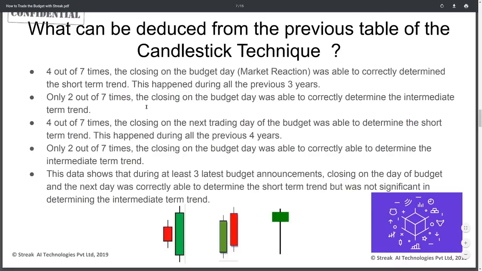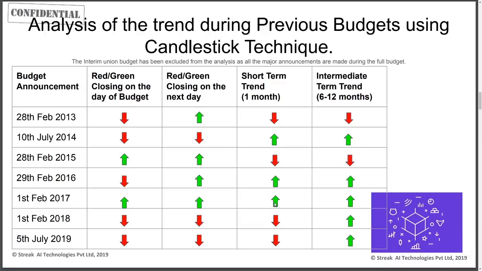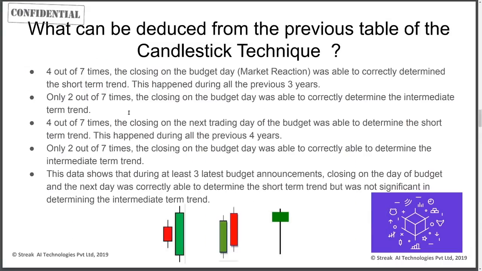So what can be deduced from the candlestick technique? Okay, so 4 out of 7 times the closing on the budget day, which is basically the day on which the market reaction happened, was able to correctly determine the short-term trend. This happened during all the previous 3 years. This was true for 2017, 2018, 2019, the last 3 years, same day close, next day close, in correctly identifying the short-term trend. Okay. Only 2 out of 7 times the closing of the budget day was able to correctly determine the intermediate trend, which is very important to keep in mind. We'll look at the conclusion and we'll understand why.